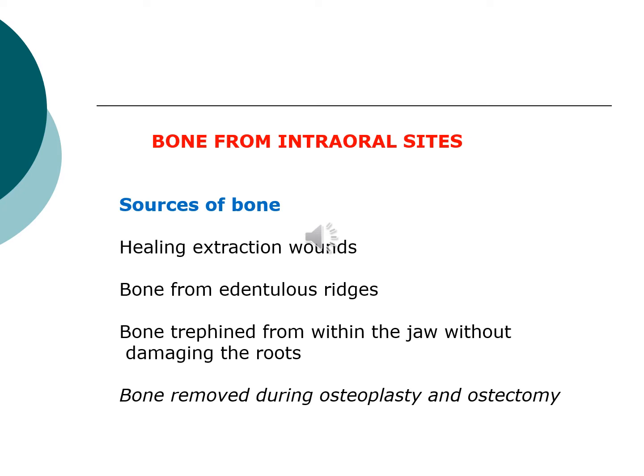Bone from intraoral sites. What are the sources of bone at intraoral sites? We have extraction wounds, a very good source of autograft, cancellous type of bone regenerative material. We can have bone from edentulous ridges, or we can simply use a trephine to get autograft within the jaws without damaging the root. Or sometimes when we are doing osteoplasty or ostectomy, whatever bone we get, we can utilize the same bone for regeneration in other areas of the defect.